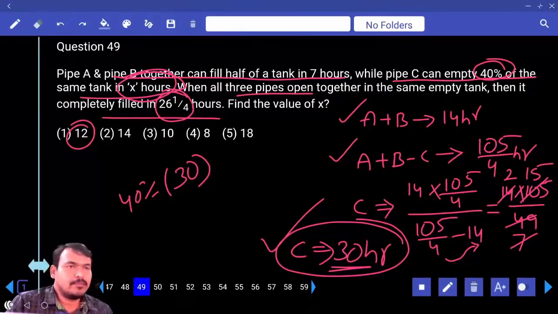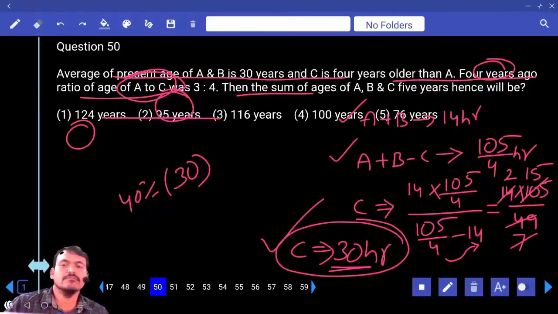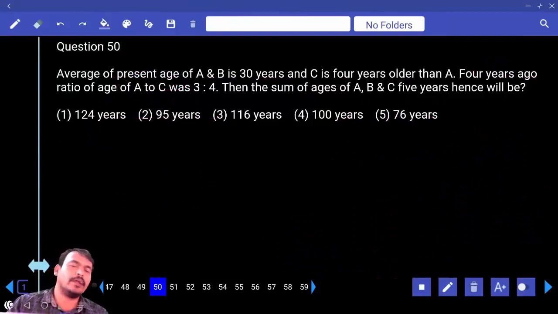If you have taken LCM concept, it will be time taken. Next, question number 50. The average age of A and B is given as 30 years. C is 4 years older than A. 4 years ago, the ratio of A to C was 3:4. What is the sum of the ages of A, B, C after 5 years?